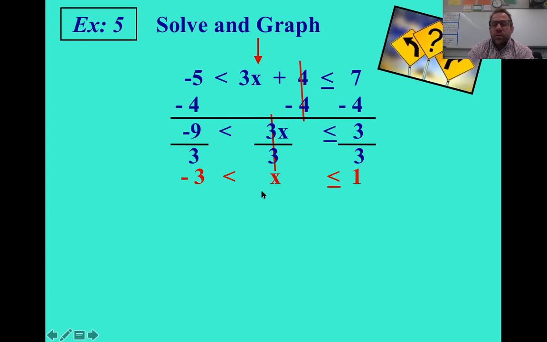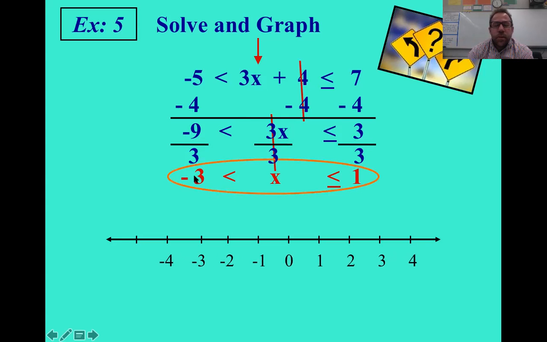We already have established that this is going to be an in graph. So we just go to this boundary. We're going to go to -3, and this is going to be an open circle right here. And then over here, we're going to go to +1, and that's going to be a shaded circle. And we're going to go back the other way, and those are going to go in toward each other.